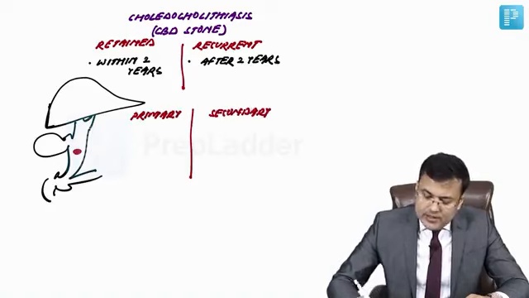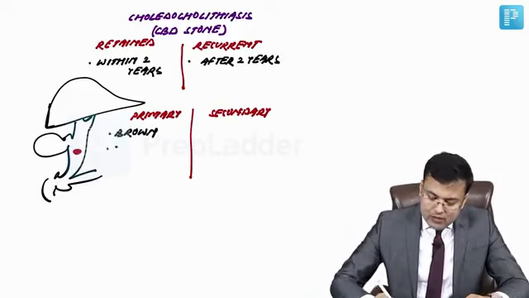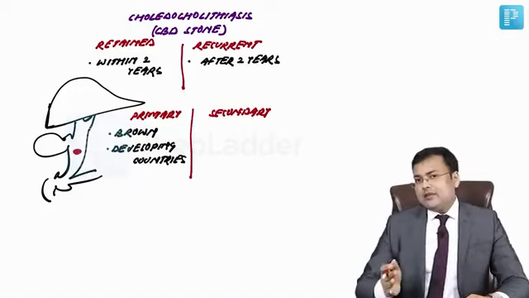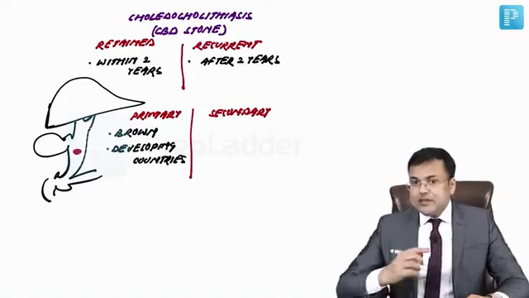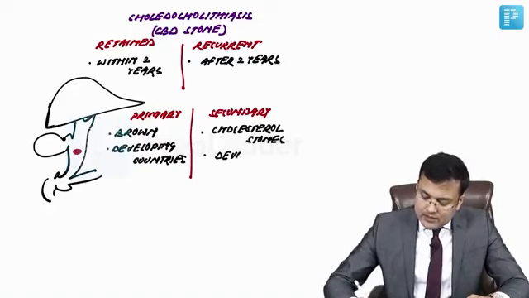Clear? So the primary CBD stone, which is formed in the CBD, generally is brown and more common in developing countries. Why? Because of worm infestation. And the secondary CBD stone, formed in the gallbladder and slipping into the CBD, is generally a cholesterol stone, and these are seen in developed countries.